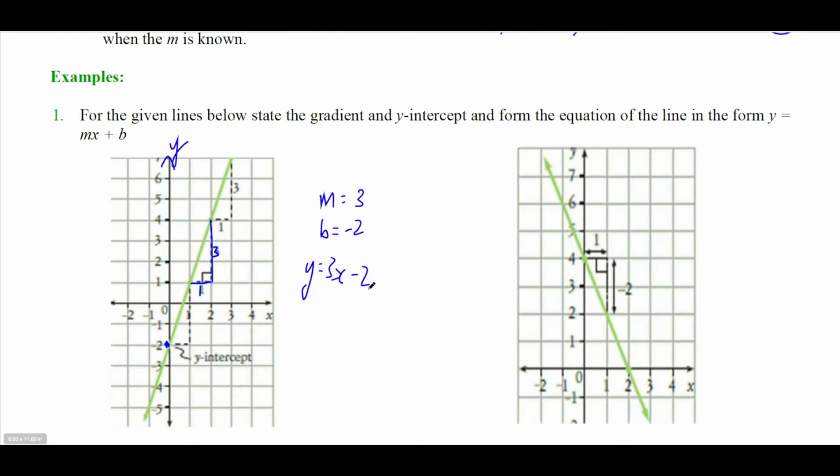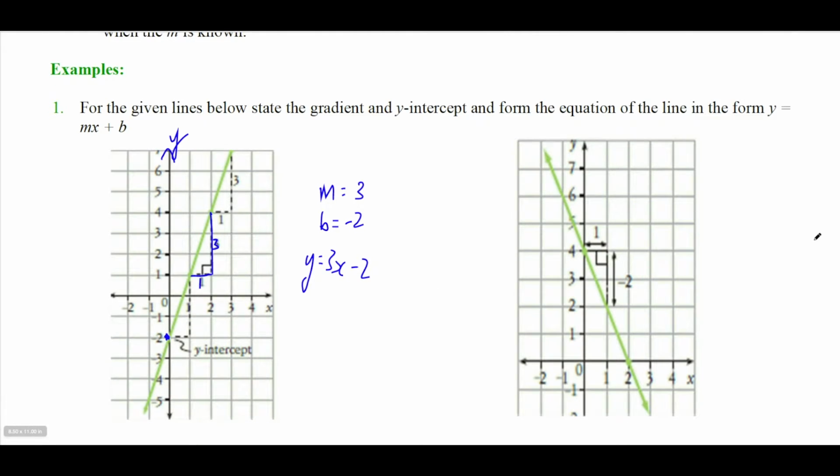I hope that was quite straightforward. Let's go through another example. Here, find the gradient. Just draw a triangle. It doesn't matter which triangle you draw. You can draw that one or this one. Here, they drew this triangle. So the rise is what? They wrote minus 2 here, but if you write 2, it's also fine.